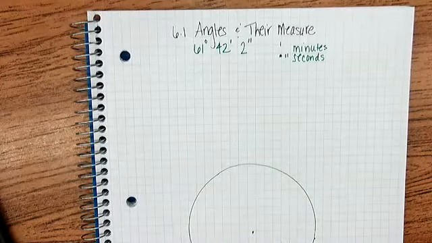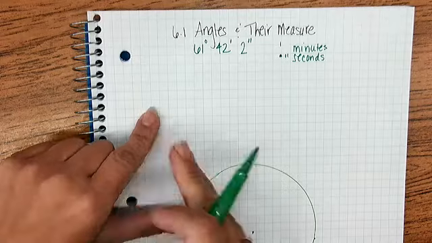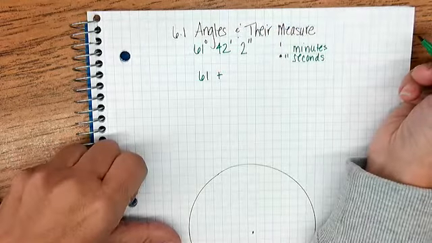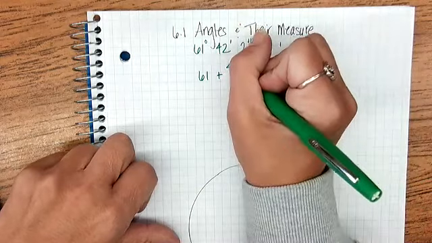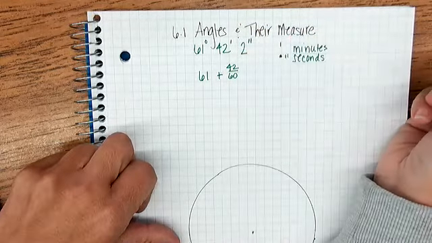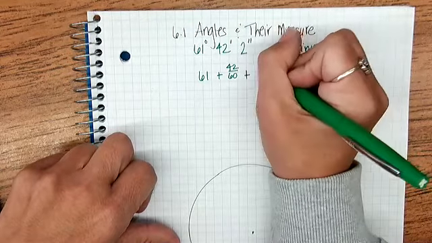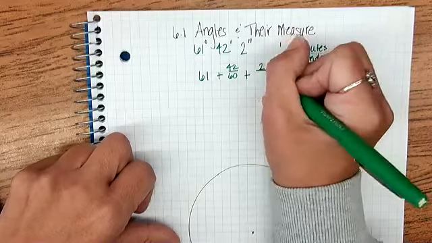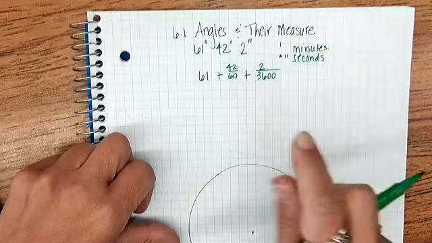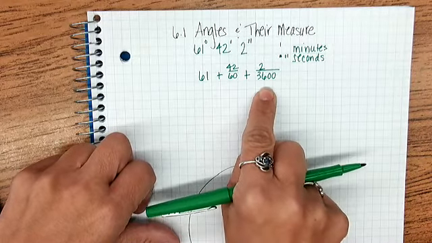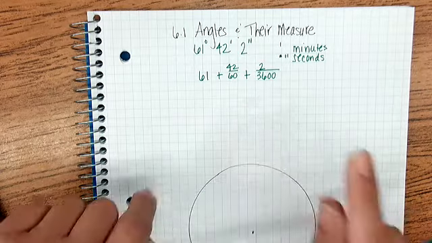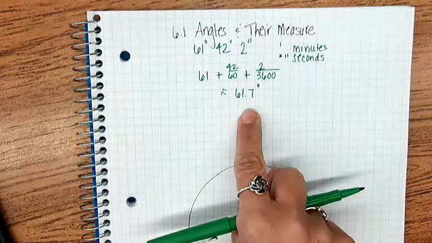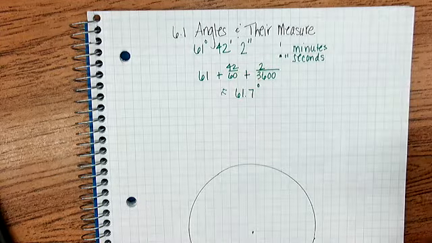So to convert 61 degrees, 42 minutes and 2 seconds into a full degree measure, this is going to be 61 plus, there are 60 minutes in an hour, so I'm going to add 42 over 60, plus there are 60 seconds in a minute, and 60 minutes in an hour. So 60 times 60, which is 3,600. So 60 minutes in an hour, 3,600 seconds in an hour. When you add this all together, you get approximately 61.7 degrees. So this is the approximation, but 61 degrees, 42 minutes and 2 seconds is the exact value.